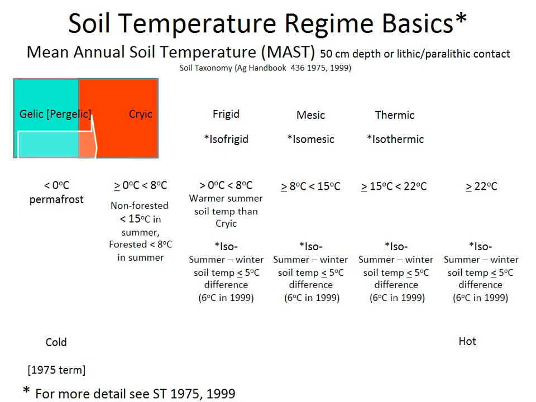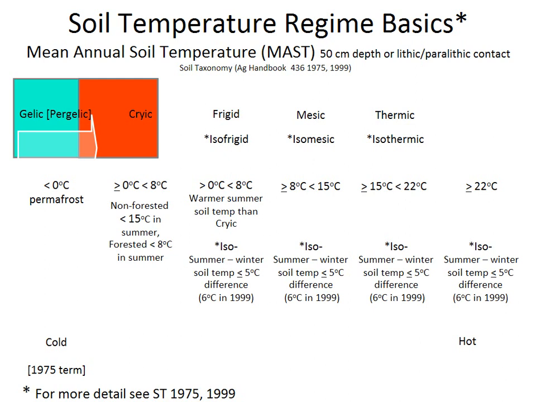Just to get started here, a quick primer or review of soil temperature regime basics. Many of you probably work in a couple of different soil temperature regimes. I've just put them up here. From left to right, we go from cold to hot with the gelic or permafrost, cryic, frigid, mesic, thermic, and hyperthermic in the red end on the right-hand side there. We also have iso versions of these.